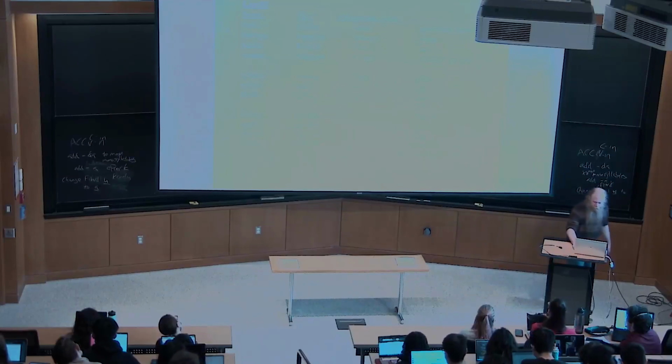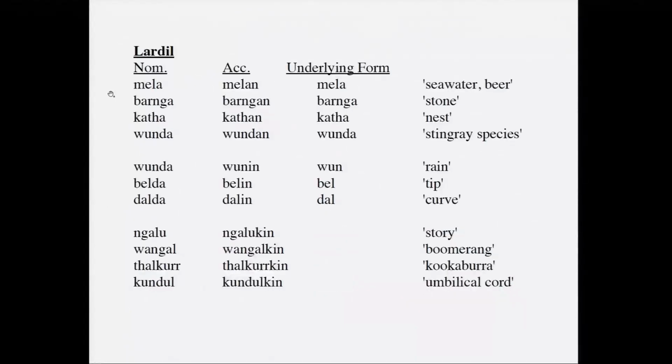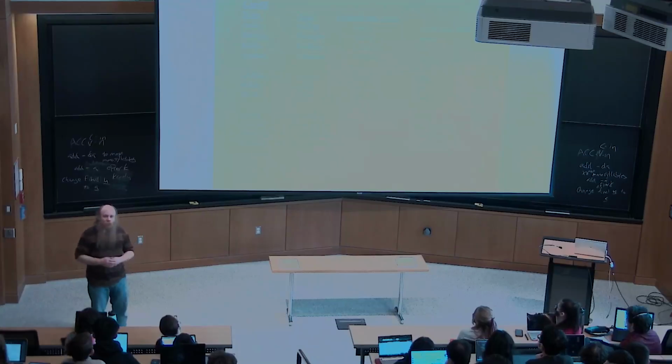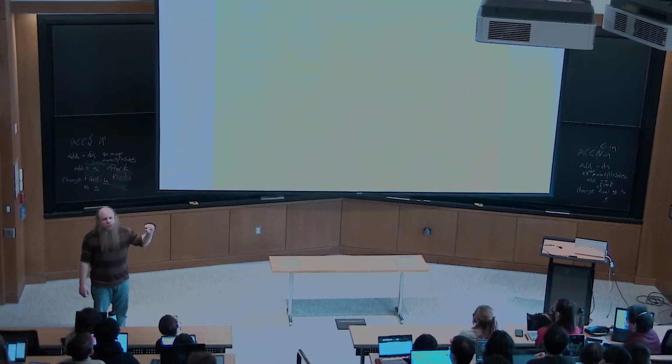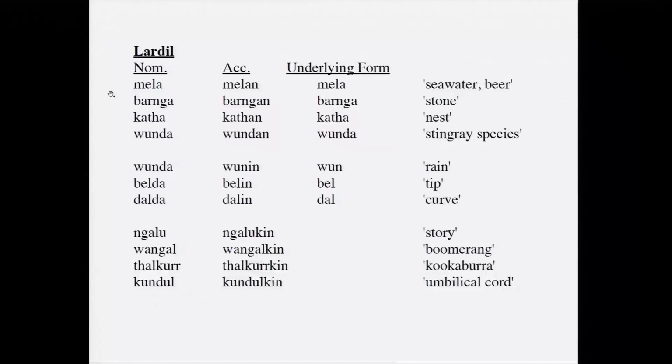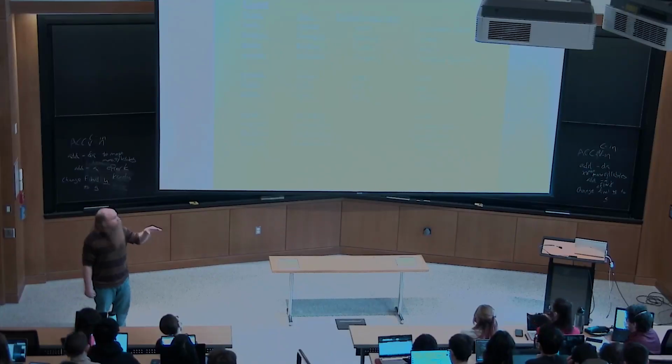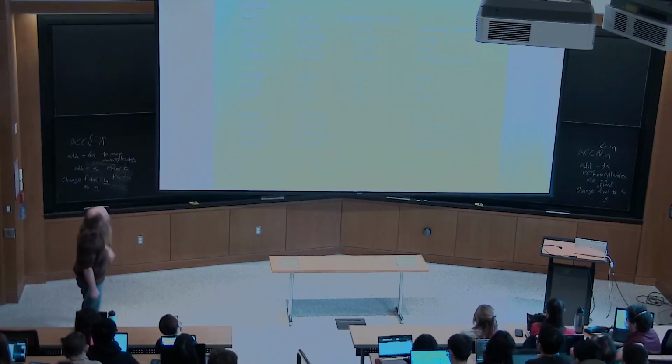All right, and then I think this is the last set of data I wanted to show you. The word for story is ngalo, the word for boomerang is wangal, the word for kookaburra is talkur, and the word for umbilical cord is gundul. But the accusatives are ngalogin, wangalgin, talkurkin, and kundulkin. What's the underlying form of these? You guys all know the drill by now. Take the accusative, subtract the accusative suffix. So what should the bare form of umbilical cord be? Kundulk. So we'd expect kundulk, talkurk, wangalk, and ngaluk.